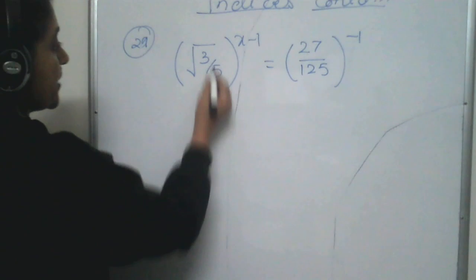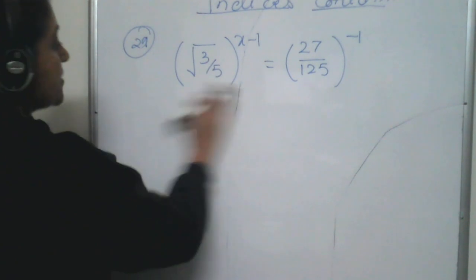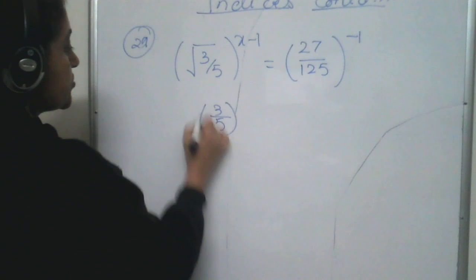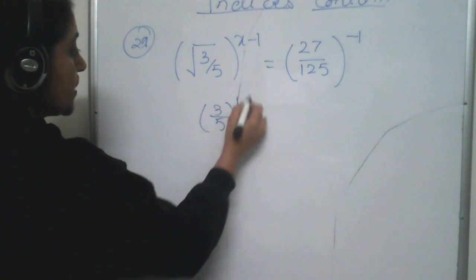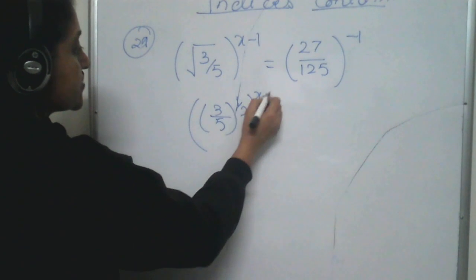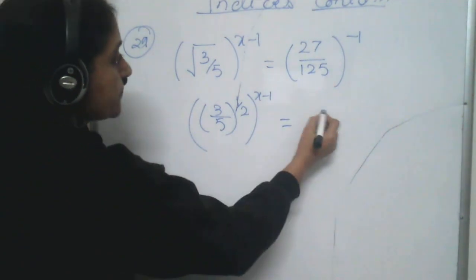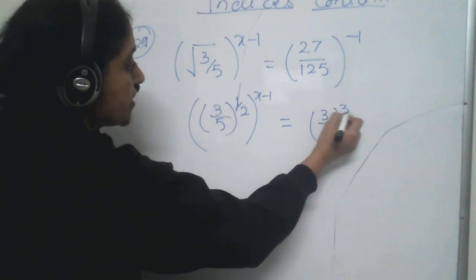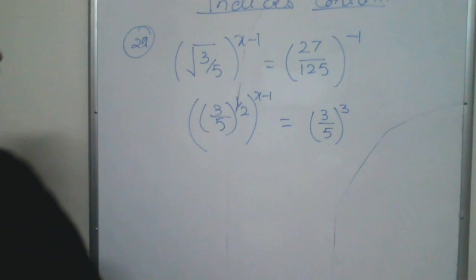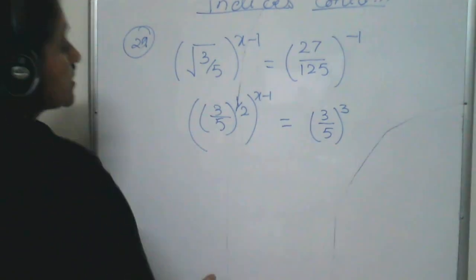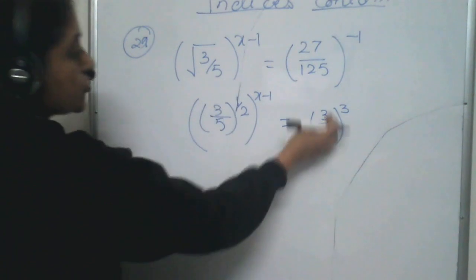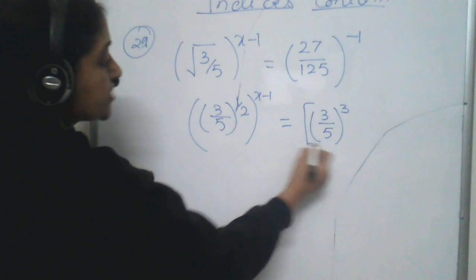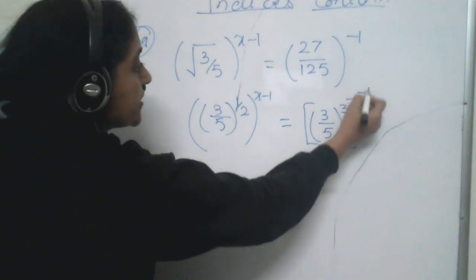Okay, now let us first turn them step by step, not together. 3 by 5 raised to the power 1 by 2, raised to the power x minus 1 equal to, here, 3 upon 5 to the power 3. I told you that 27 is a cube of 3 and 125 is cube of 5. So both of them can be taken in a bracket in the fraction form, and you can write the common exponent. Now for this you will have minus 1.